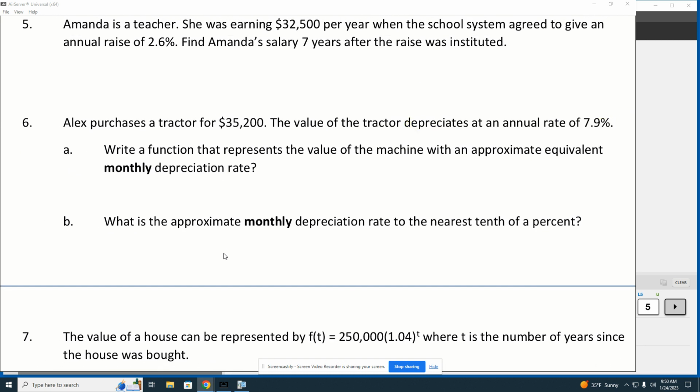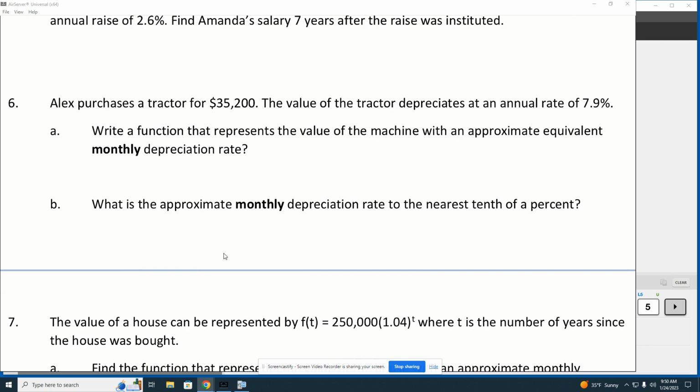If you look at this particular problem, number 6, it says Alex purchases a tractor for $35,200. The value of the tractor depreciates at a rate of 7.9%. Okay, so I know what kind of formula I'm already using. Depreciation. So that formula, A equals P. What's my initial amount? 35,200 times 1 minus my rate, which how do I write it, Grace? 0.079. Remember, you move your decimal 2 to the left, and then that's raised to the t power.